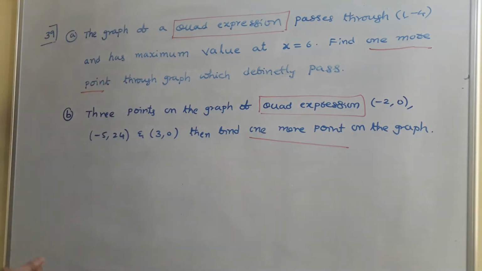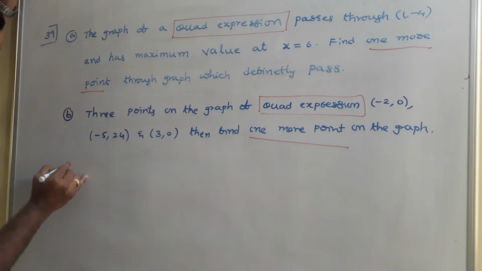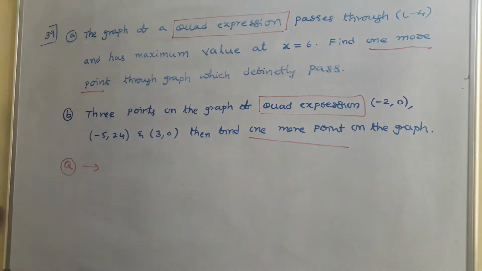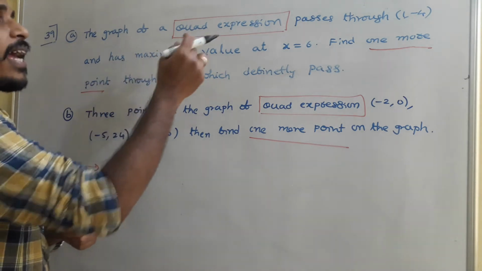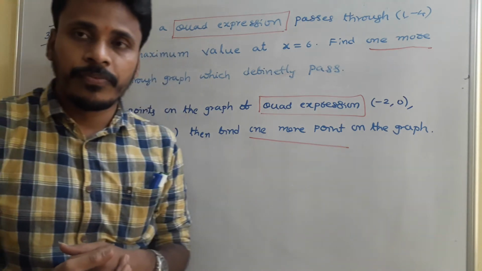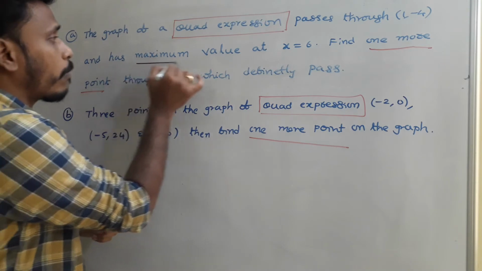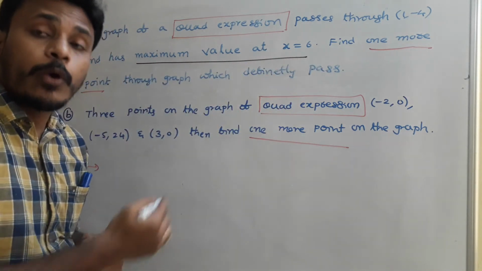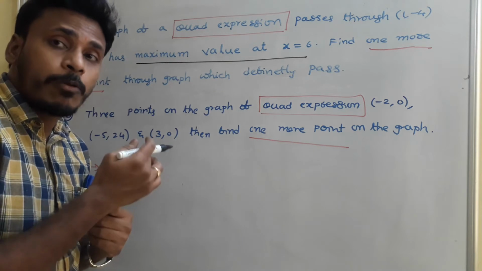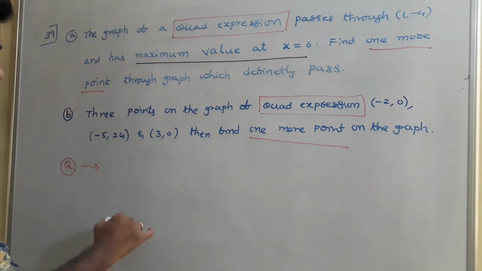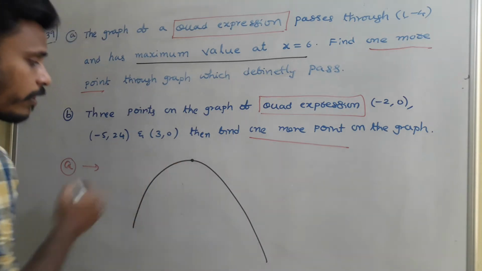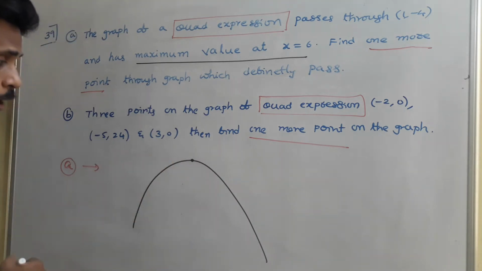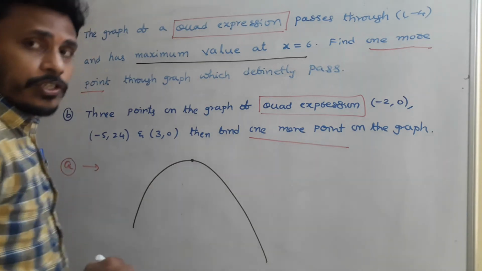Okay? First of all, I will solve the first problem, A. You just look there, how to solve A. See, the graph of the quadratic expression passes through the point (1, -4) and has maximum value at x = 6. Since this graph has maximum value at x = 6, which in turn indicates that maximum exists only for downward parabola, so the graph is a downward parabola and it has maximum at this point, and at this maximum point the corresponding x value is 6.